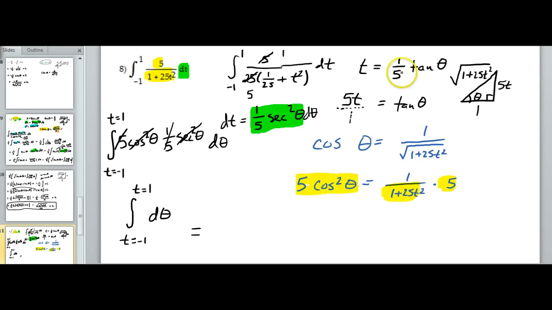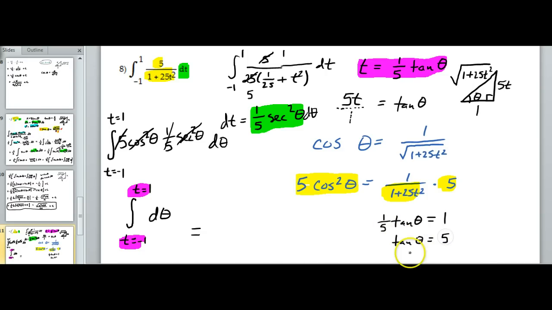So t equals 1/5 the tangent of theta. To get the new limits of integration, I'm going to make use of this right here. When t equals 1, that means 1/5 tangent theta is equal to 1. If I multiply by 5, I get tangent theta equals 5. So theta equals the arctangent of 5. That's the upper limit of integration.